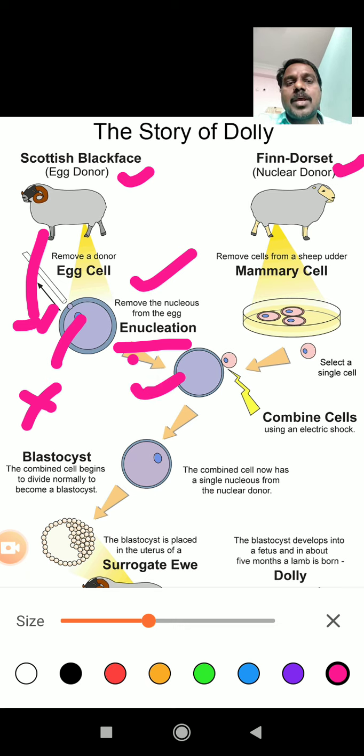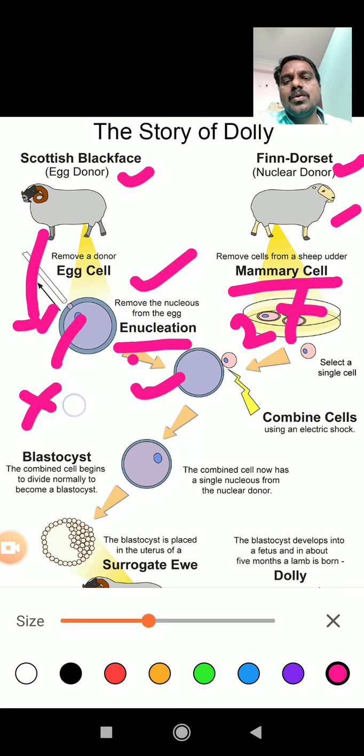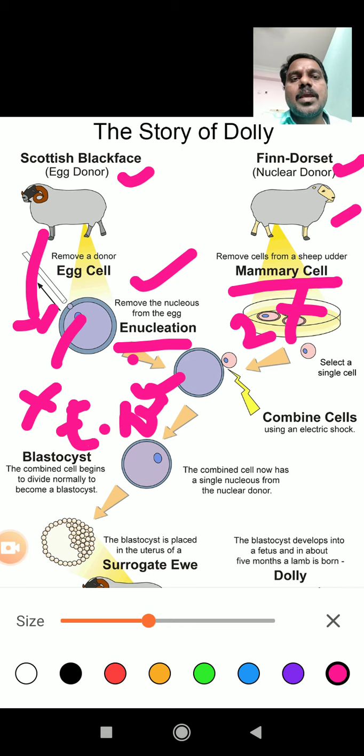At the same time, they collect mammary cells from the mammary glands of the nuclear donor. These mammary cells contain a 2x, or diploid, nucleus. They are cultured, separated, and made ready to be fused with the enucleated cell, which is the egg cell.